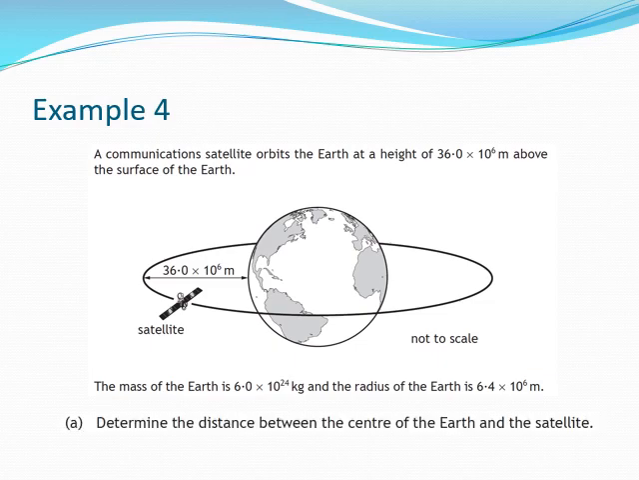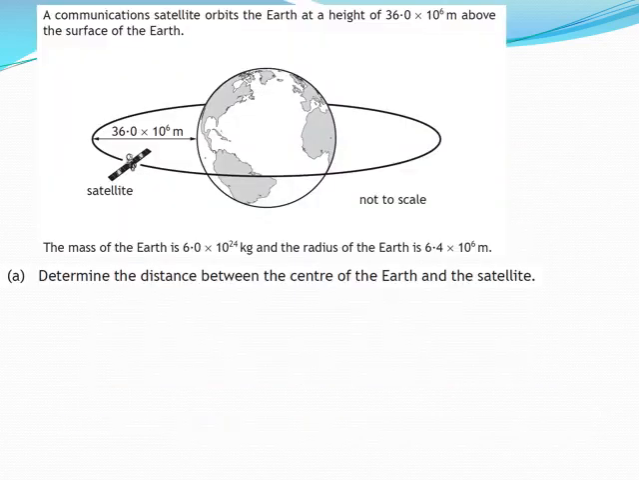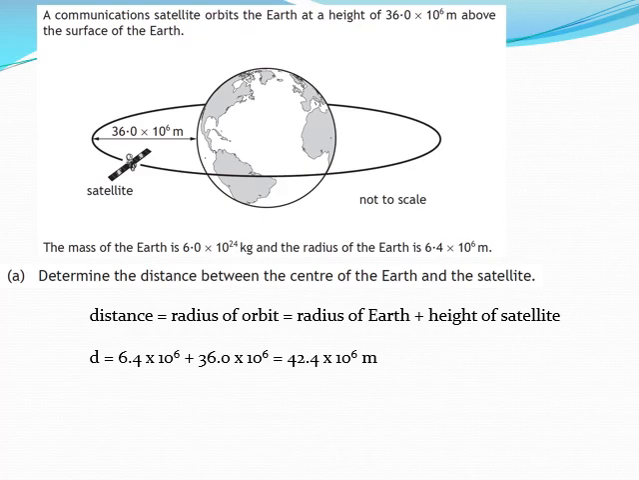The first part of the question asks us to determine the distance between the center of the Earth and the satellite. You'll notice here that we're given the altitude, or the height above the surface of the Earth, of the satellite. So to get the distance to the center of the Earth, or the radius, we need to add those two values together. And we'll get 42.4 times 10 to the 6 meters.